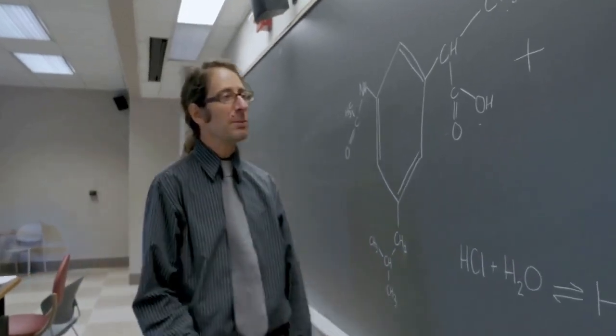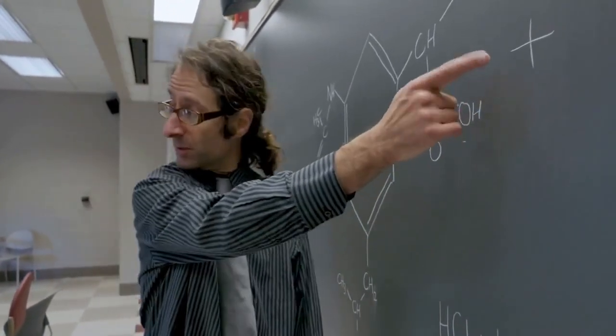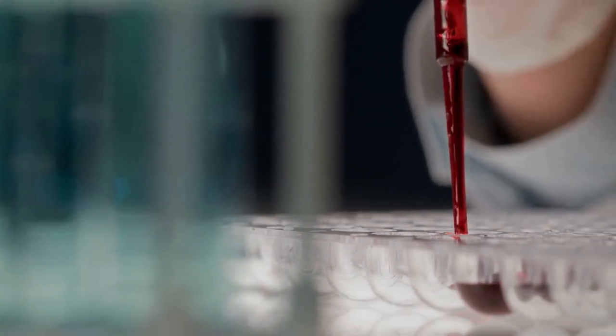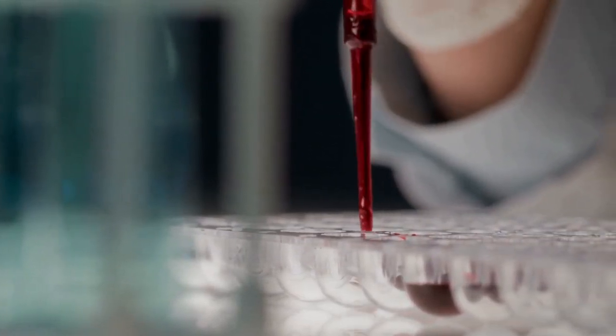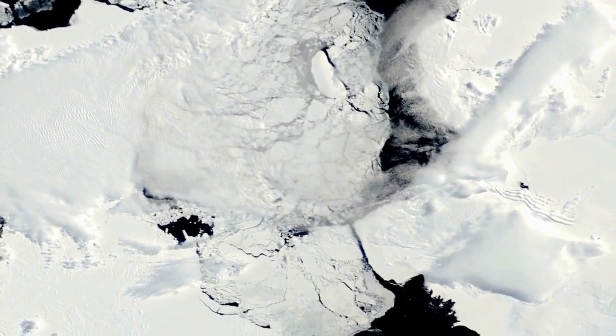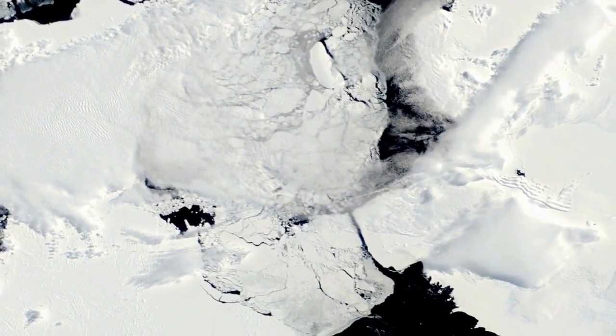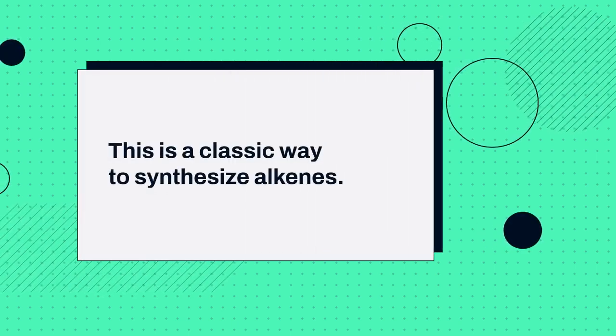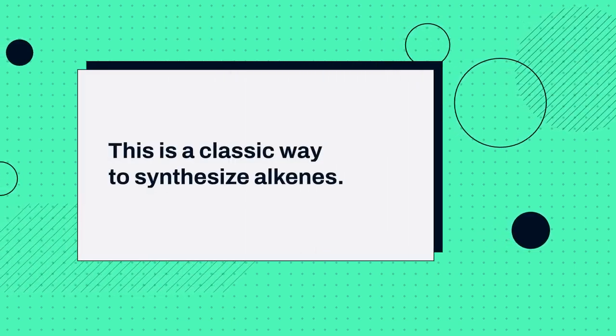Imagine you have an alkyl halide, like 2-bromopropane. The ethoxide ion can come in, grab a hydrogen from a carbon adjacent to the carbon with the bromine, and in a single concerted step, a double bond forms to create an alkene, and the bromine leaves. This is a classic way to synthesize alkenes.